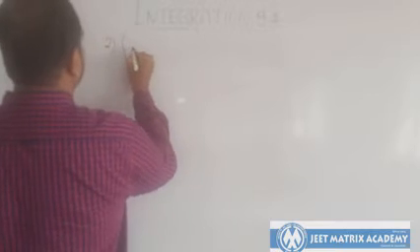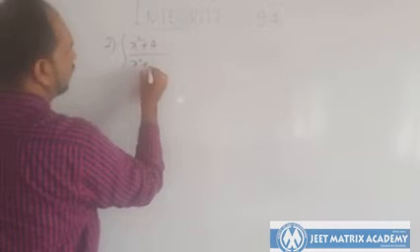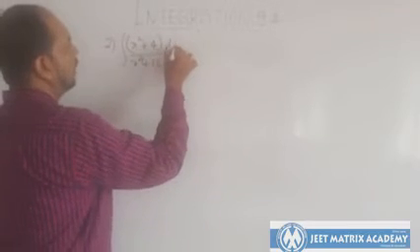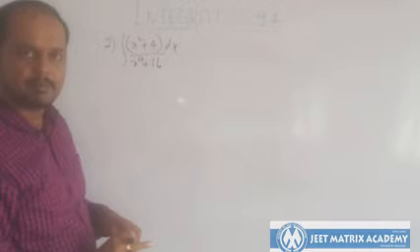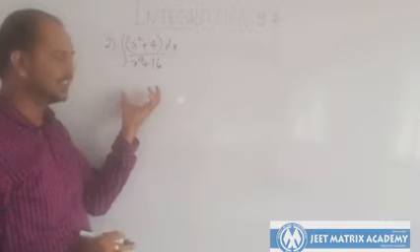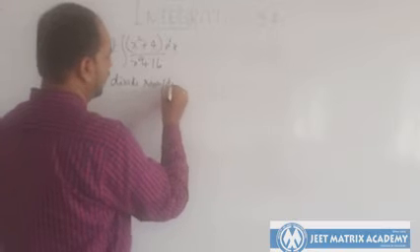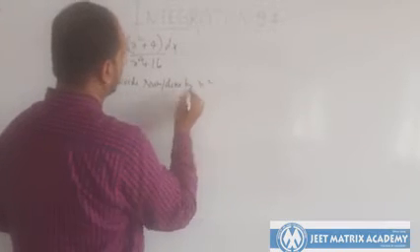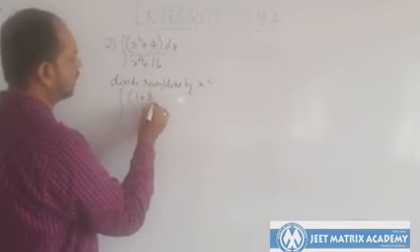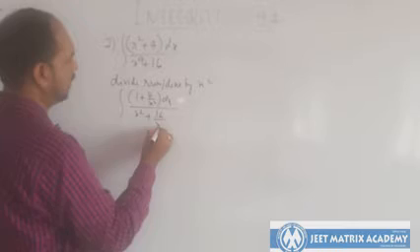Integration of (x square plus 4) divided by (x to the power 4 plus 16) dx. It is similar to the previous problems, but with small changes, only the numbers are changed. So we'll see this kind of problem also. Again divide numerator and denominator by x square. So the integration becomes (1 plus 4 by x square) dx divided by (x square plus 16 by x square).